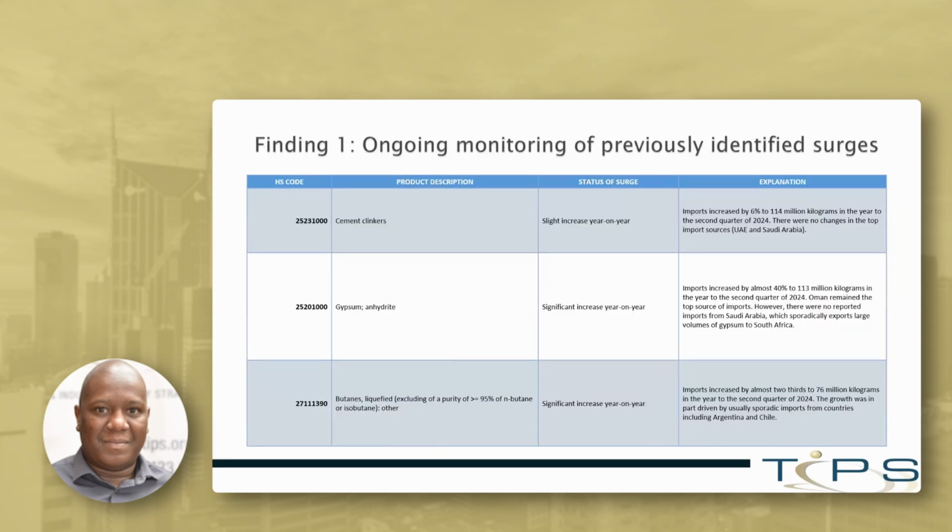So look at the first finding, which is ongoing monitoring of previously identified surges. Cement clinkers had a slight increase year on year, with imports increasing by 6%. Gypsum had a significant increase year on year, with imports increasing by 40 billion to 130 million kilograms in the year to the second quarter of 2022. Butanes also experienced a significant increase year on year, with imports increasing by almost 2/3 to 76 million kilograms.